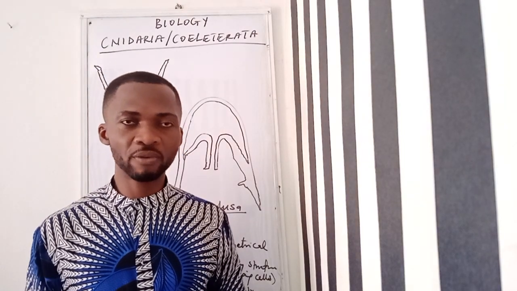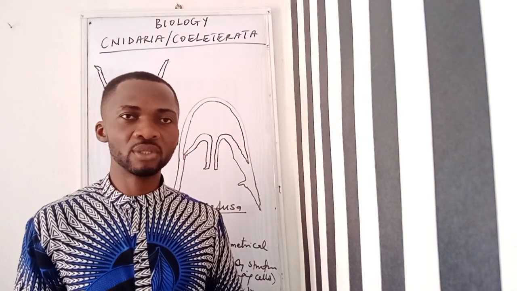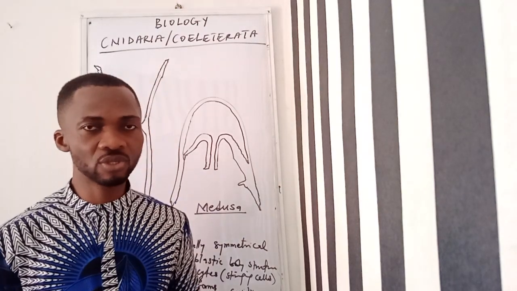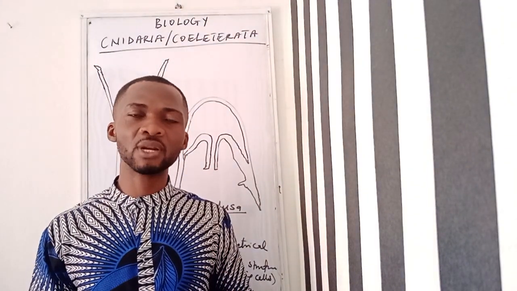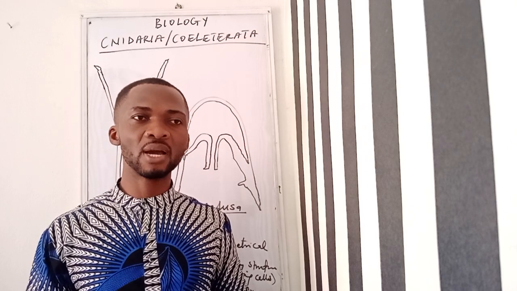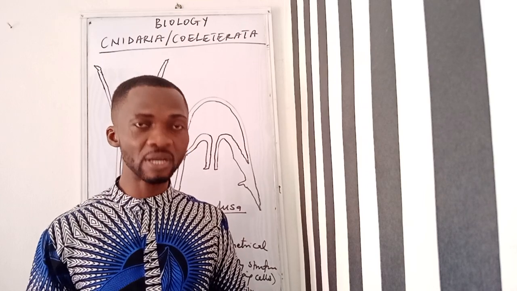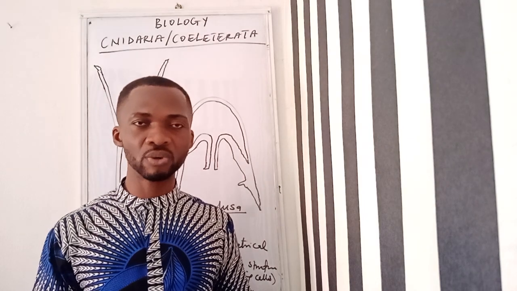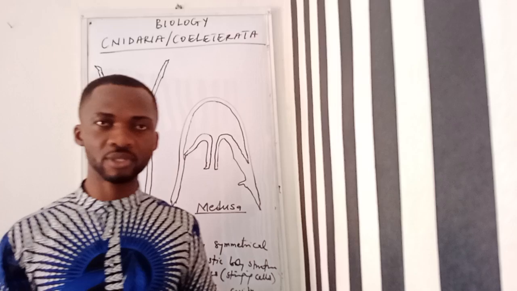We're going to be talking about another group of organisms under biology that is called the Cnidaria. We have been talking about the different phyla in the animal kingdom, and we have introduced the first phylum, which is Protozoa. We have also talked about the second one, the sponges or the Porifera.